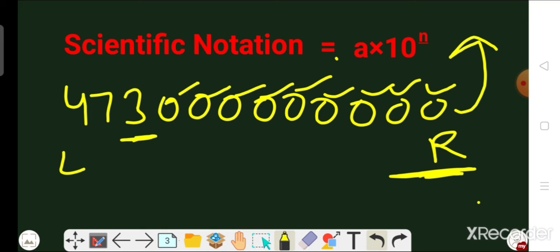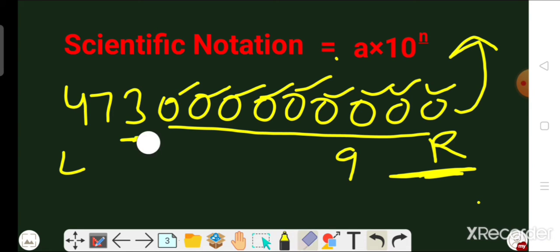Here 3 is the nonzero integer, beta, and how many zeros are there? 9. Then we have to check how many places are there. 3 places are there. After counting the number of zeros, what do we have to check? We have to check how many places we have left. 3 places. Then what do we have to do?